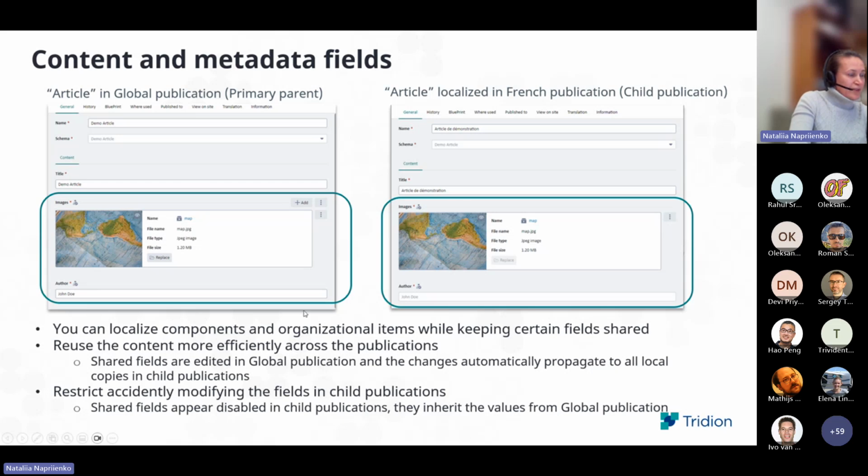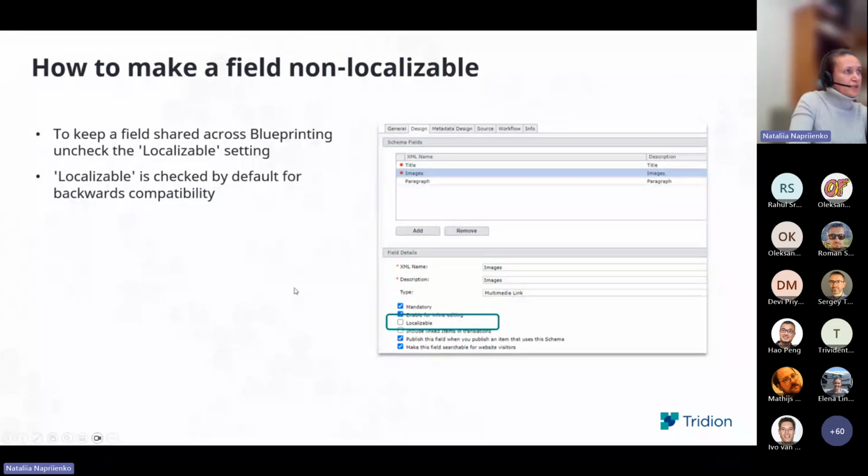Shared fields are only editable in a global publication, which is your primary item. In local copies, those shared fields are disabled from editing, and they always inherit the values from the global publication. So how can you make a field non-localizable? We introduced a new setting per each field type called localizable. By default, it's checked. So if you're upgrading, all your fields will stay localizable and behave the same as before. If you want to make a field non-localizable, you just uncheck this checkbox.